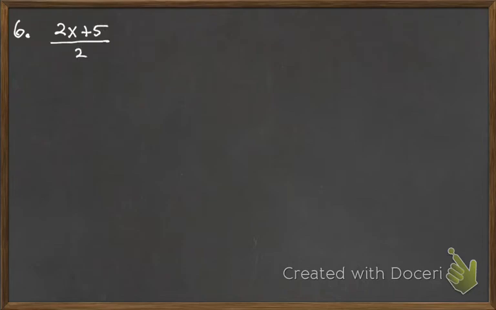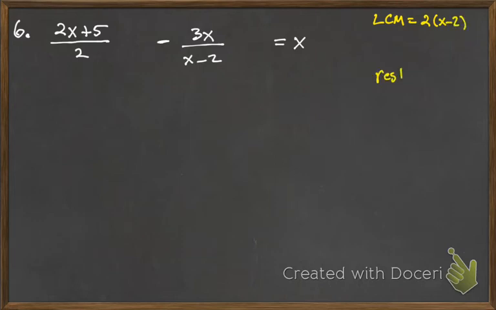Probably another rational. Yeah, so we've got (2x plus 5) over 2 minus 3 over (x minus 2) is equal to x. We've got two denominators. We've got a 2, and then we've got an x minus 2. They're distinct, so we're going to go ahead and include both of them as our LCM. And then we're going to go through and mention our restriction, which is x cannot be 2. And so we'll multiply everything by 2(x minus 2) over 1, or just 2(x minus 2).